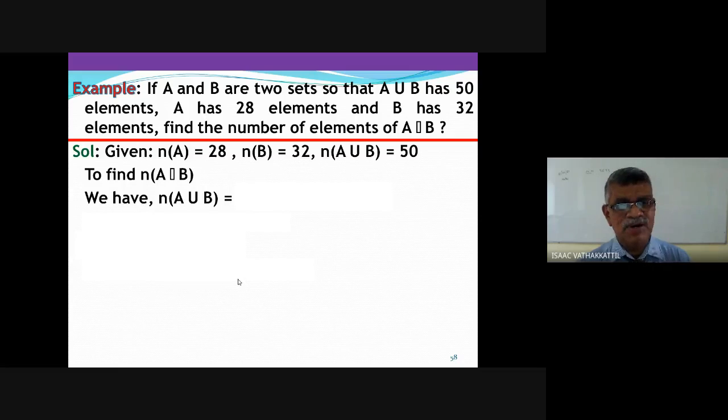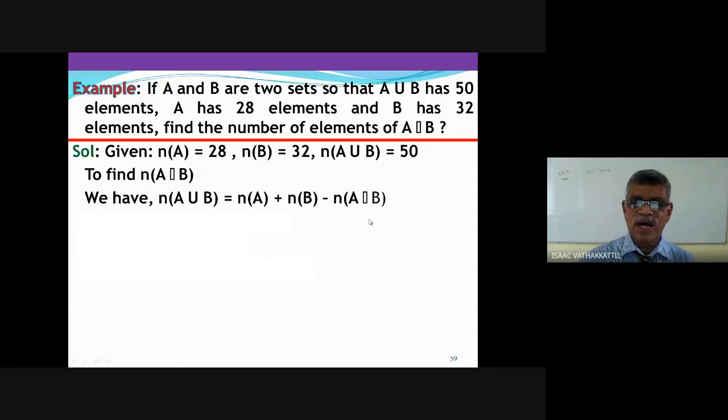We apply the formula. What is the formula? Number of A union B is number of A plus number of B minus number of A intersection B. Remember, while you write, don't write the symbol; write the symbol A intersection B itself. You write in your book like that only. Later, I will see that it won't be repeated further. So number of A union B is number of A plus number of B minus number of A intersection B.